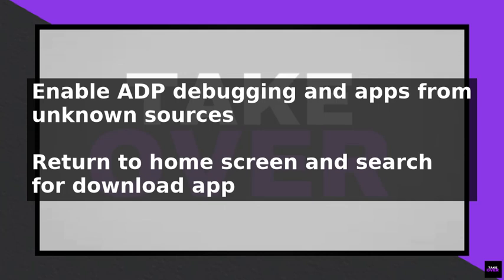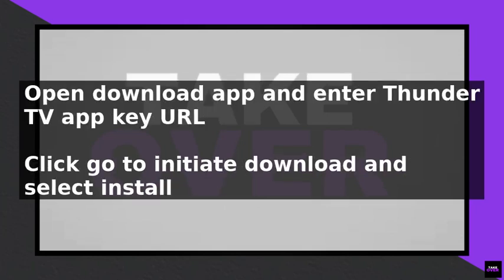Next, return to My Fire TV and select the developer options. Enable ADB debugging and apps from unknown sources. From there, go back to the home screen and search for the Download app.